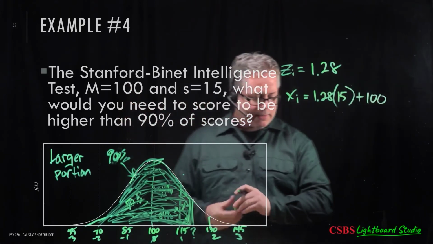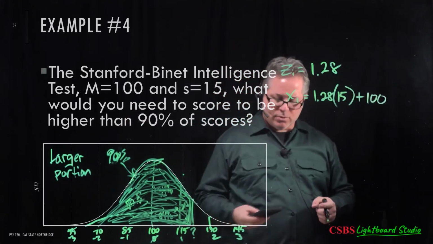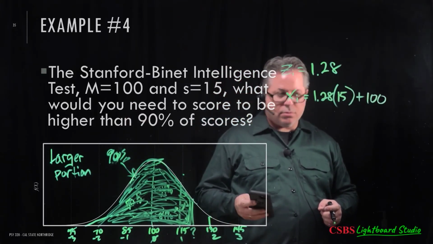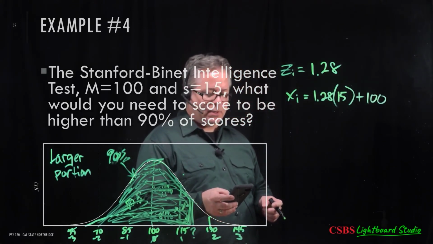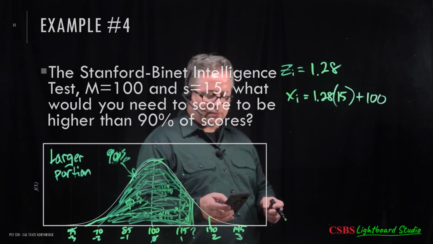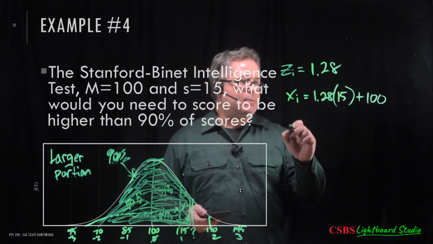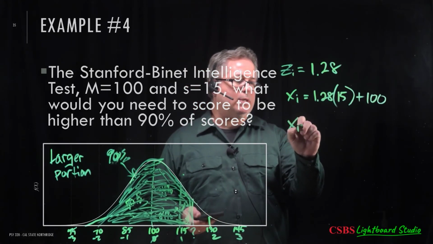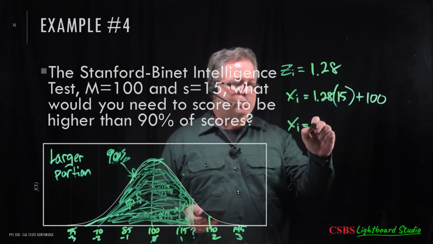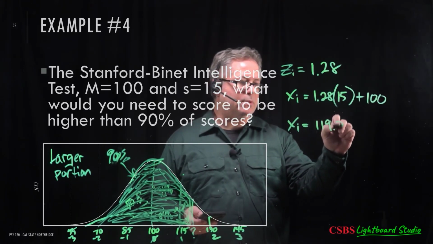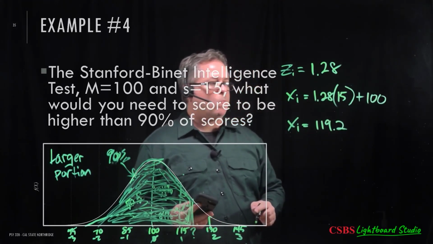If you put all that together, 1.28 times 15 equals 19.2, plus 100 equals. So that tells me that the score that I need to be better than 90% of IQ scorers is roughly 119.2. And that would be your answer.